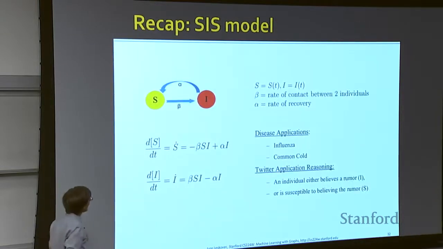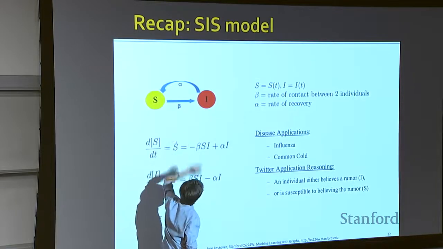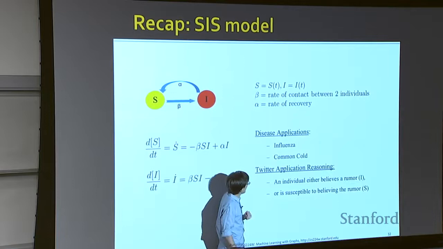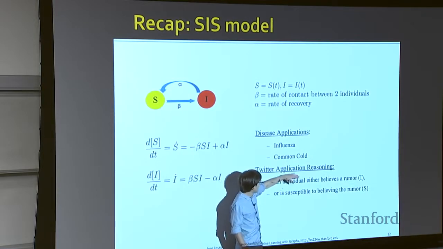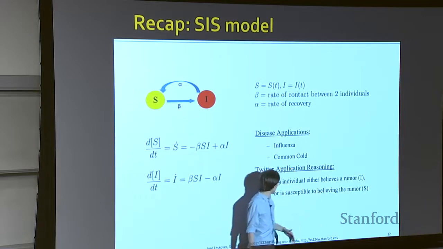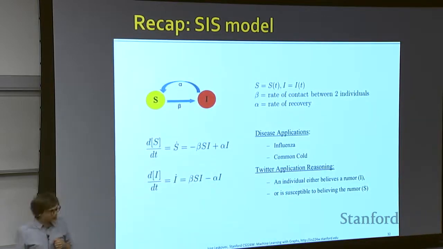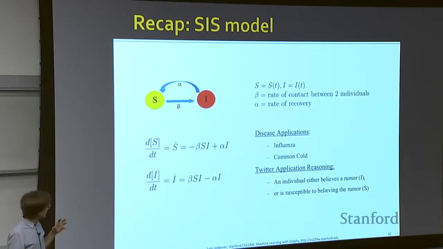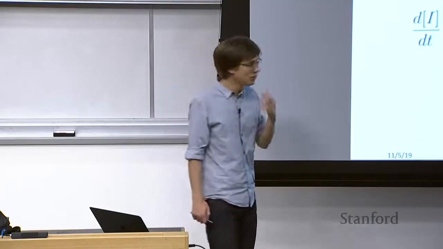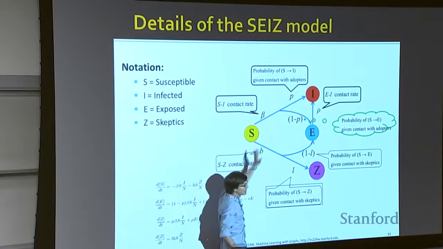As I mentioned, we already talked about the SIS model. That's a model of influenza or common cold. In our reasoning, we'll basically think about the individual either believes the rumor or the individual is susceptible to the rumor. We will expand this because we also need skeptics, which are people who are immune to the rumors, right? So our transition diagram will be like this, right?